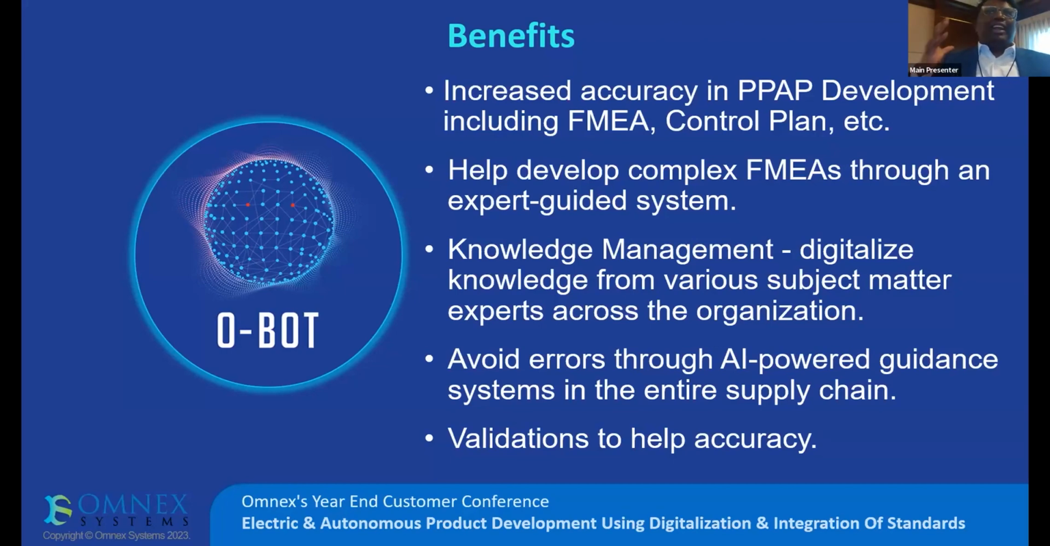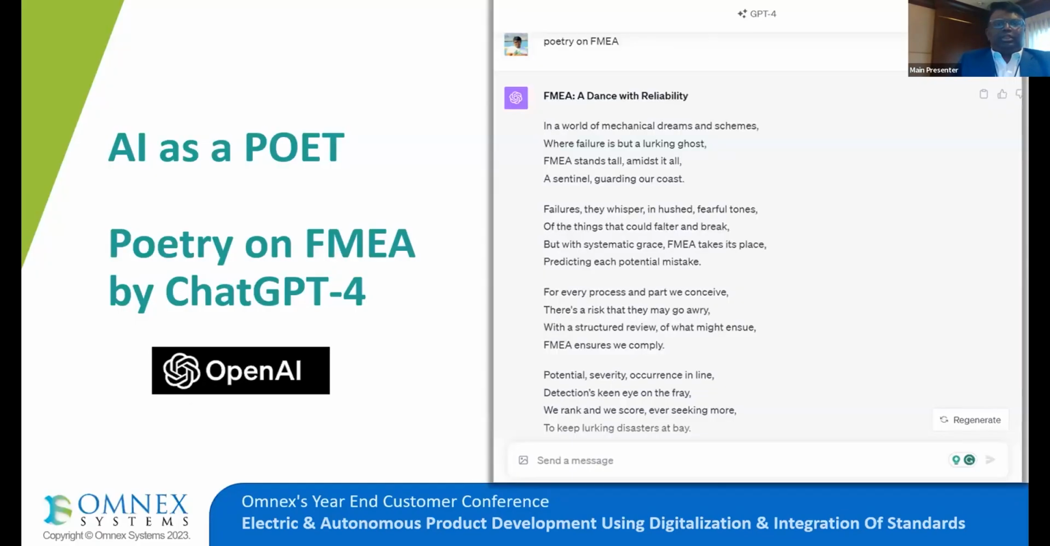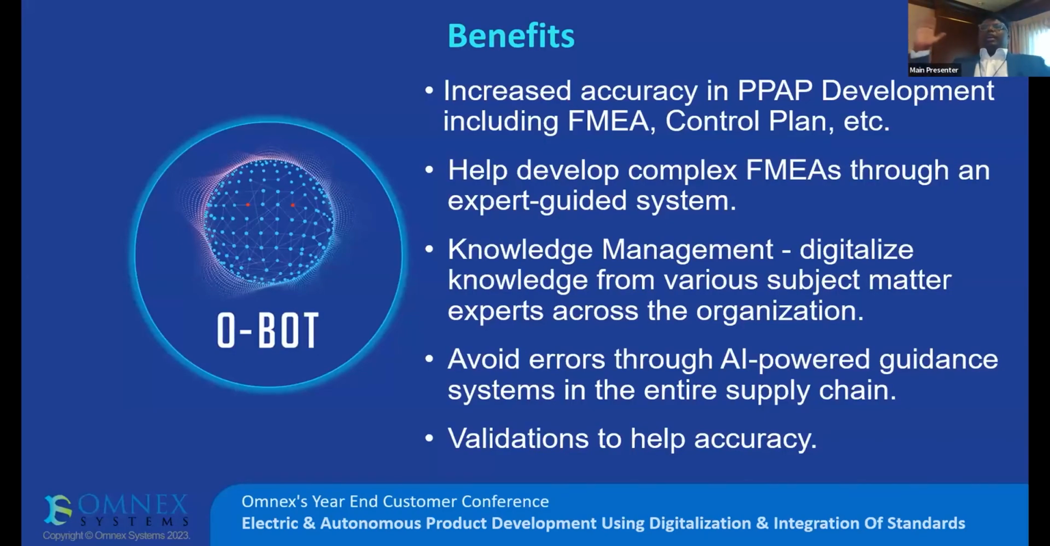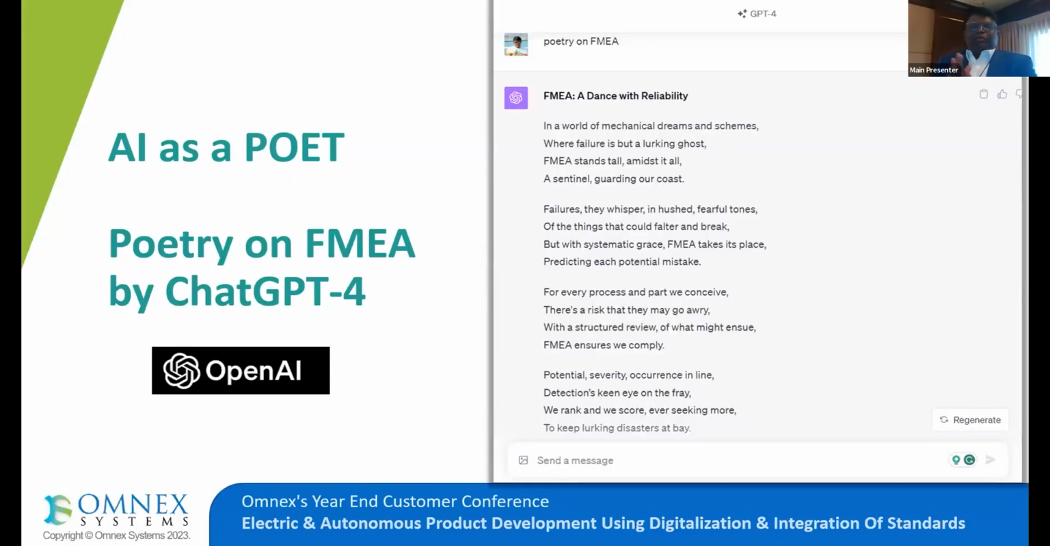You could train an AI bot and transfer that knowledge into it. It's a huge knowledge management opportunity, right? Of course, with knowledge, you can avoid errors and start predicting information, not just inside your organization, but in the supply chain also. So what can AI do next? I'll leave you with this.